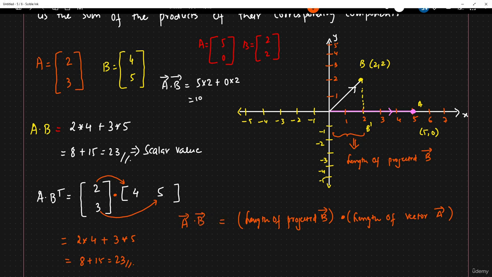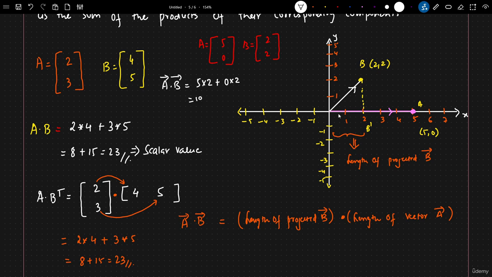If you don't agree with me, just go ahead and put in the values. Right now, when I project B onto this particular vector, the length of the projected B is nothing but 2, right? Now you may be thinking, Krish, why did I take 5, 0? To just make our calculation pretty much easier. So the length of the projected B is nothing but 2, and we do a multiplication operation with the length of the A vector.